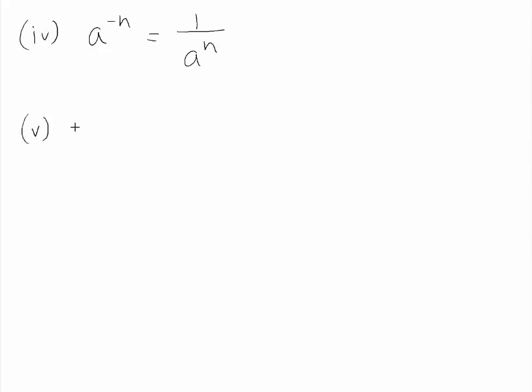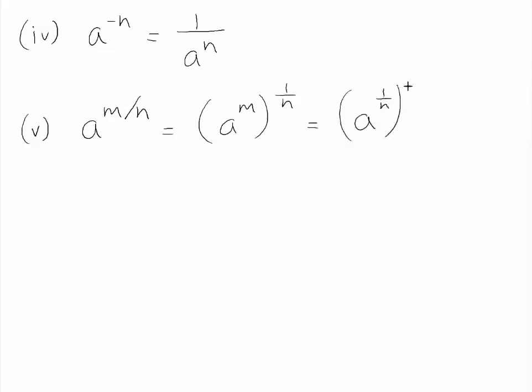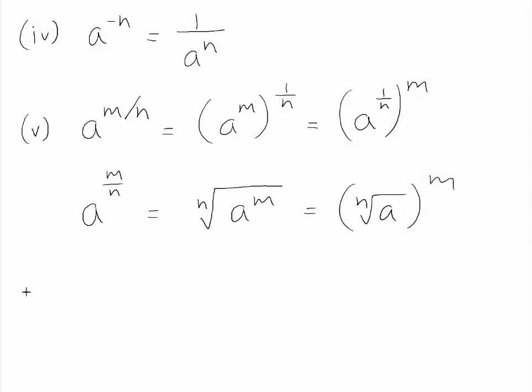So the next law is a to the power m by n equals a to the power m, whole to the power 1 by n, or we can also take a to the power 1 by n, whole to the power m. All these three are equal. We can also write this as a to the power m by n equals nth root of a to the power m, or nth root of a, whole to the power m.